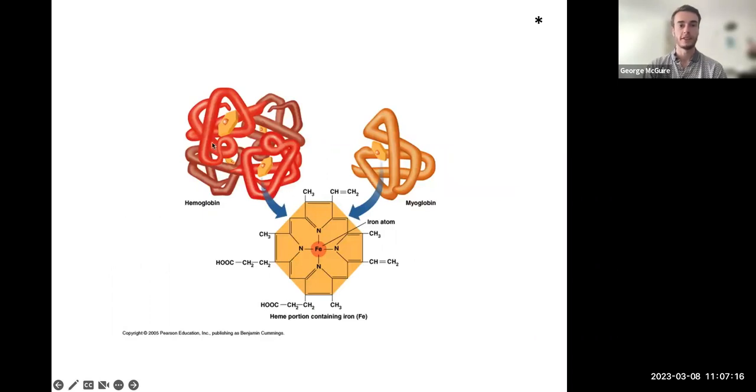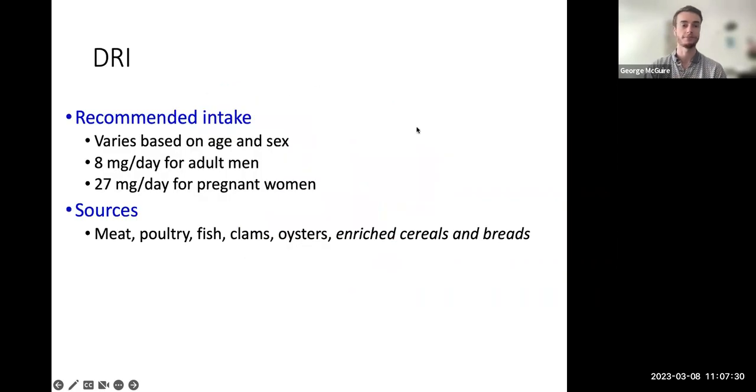So you can see them here. This is hemoglobin, which is 4 heme proteins with iron in each of them. And this is myoglobin, which just has 1 iron in it. Right? You see it kind of there in the center. And this allows it to bind with oxygen and hold it strongly.